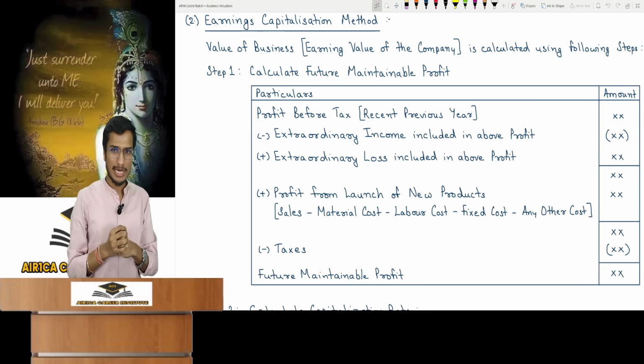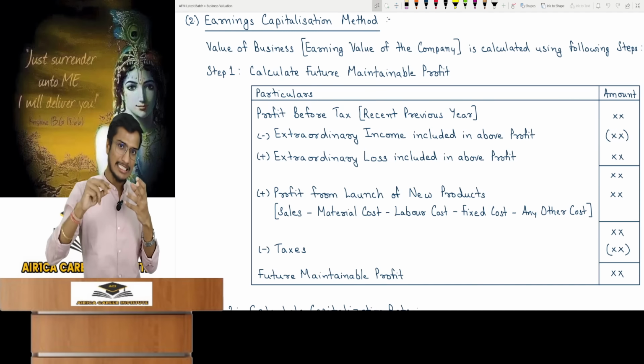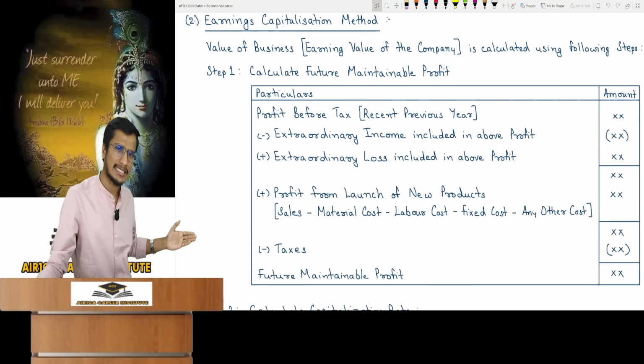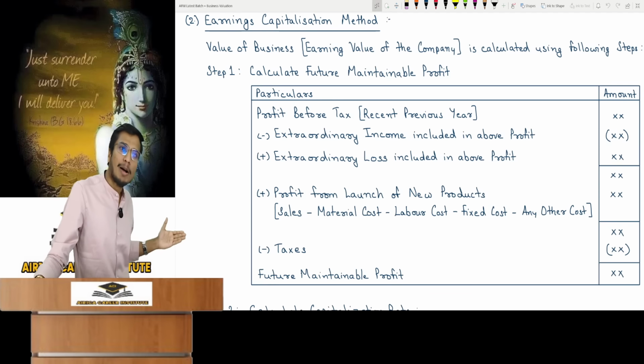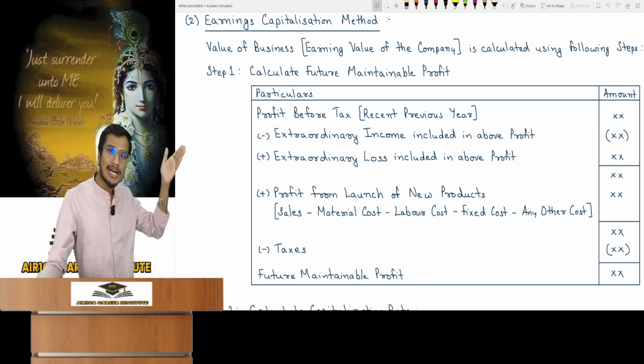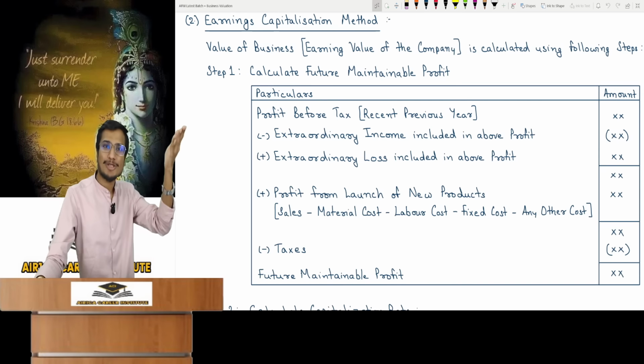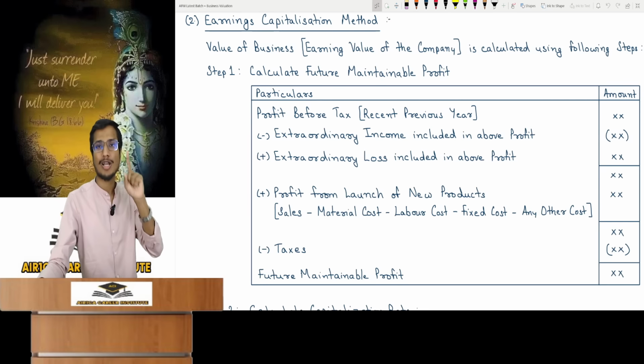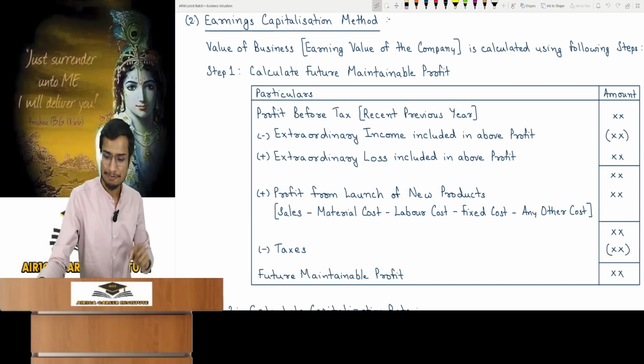So this is your future profit, but it's a future profit in which we haven't yet made the tax adjustment. So subtract the tax at whatever the tax rate is. You'll get future maintainable profit. Understood? It's very easy. All information is given. In practical life, this estimation is very difficult. All will be given in exam. These are free marks if you've understood it logically and memorized it.